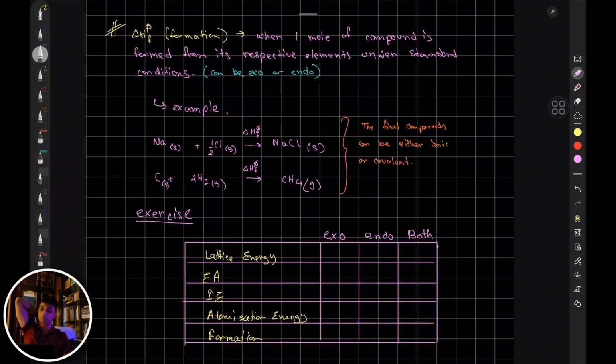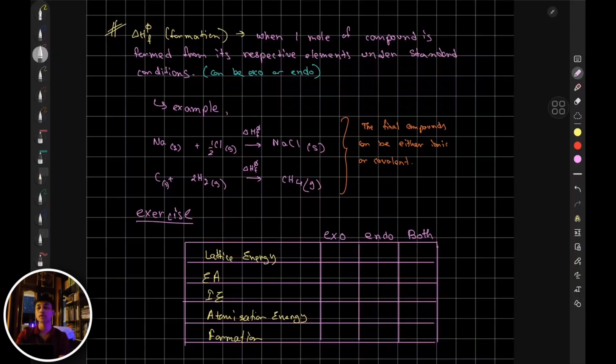So, enthalpy change of formation. This is something we have already learned about in AS. So what is enthalpy change of formation? It is where 1 mole of a compound is formed from its respective elements under standard conditions. So the elements, the reactants, should be in the normal condition.